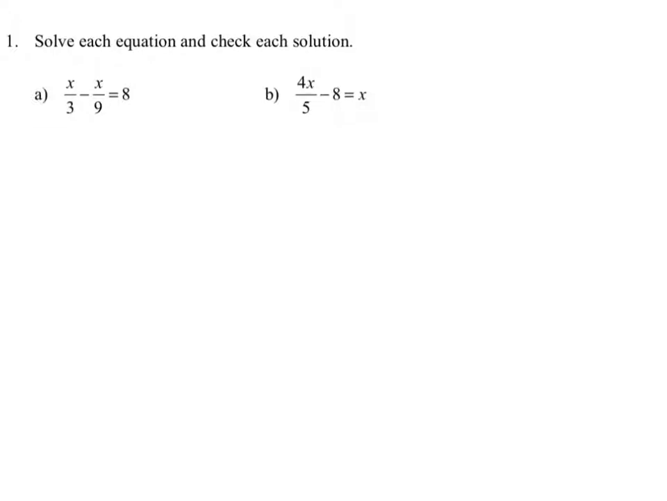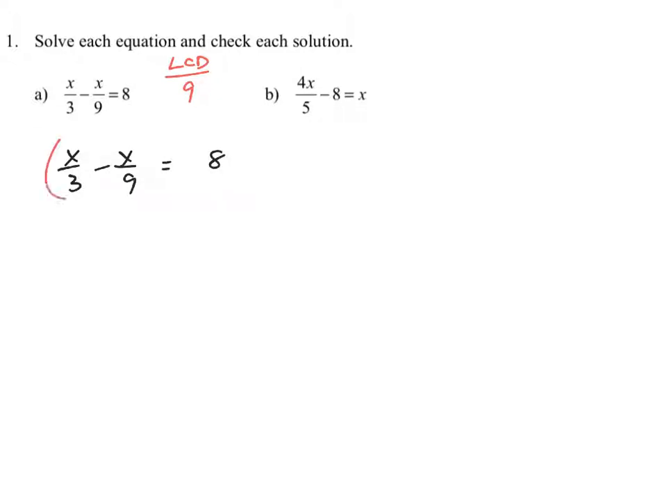What we want to do is to find the LCD and multiply both sides of the equation by the LCD so that we get rid of any fractions, and then we can use our traditional methods for solving equations. So in example A, we have x over 3 minus x over 9 equals 8. We want to find the LCD. The LCD of each of those denominators is 9. So we multiply both sides of the original equation by 9, where the original equation is x over 3 minus x over 9 is equal to 8.